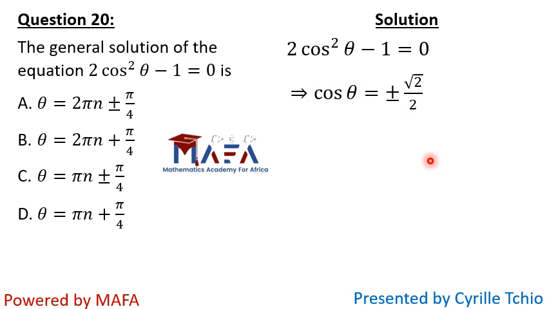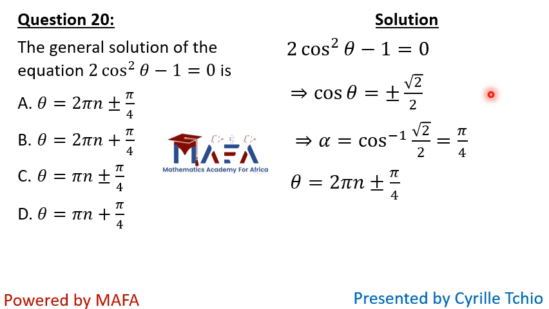Yeah, but we need the general solution. We don't use the CAST diagram here because we just need the general solution. I think you can use it, just try to use it and let me know in a comment below if you get the same answer as we are going to get, if you use the CAST method. Here you are going to have alpha is equal to cos inverse of root 2 on 2, that is equal to pi on 4. Forget about the sign because we just need the principal value. That's how we also call this particular alpha, the principal value.